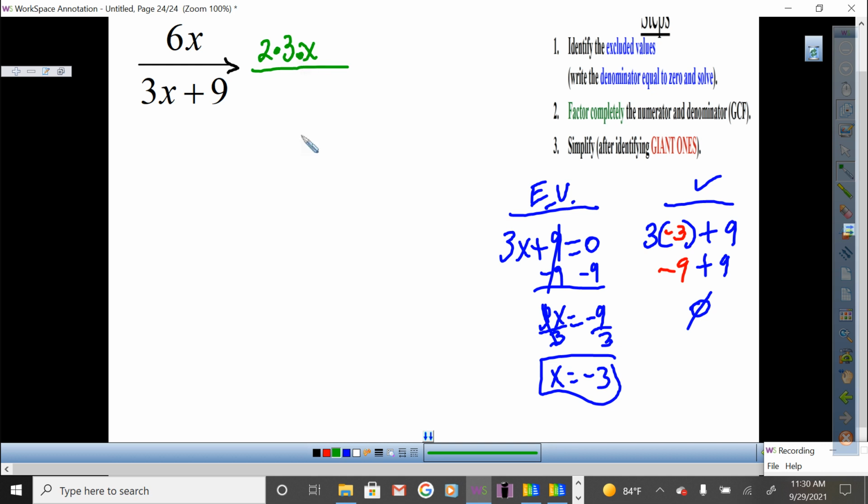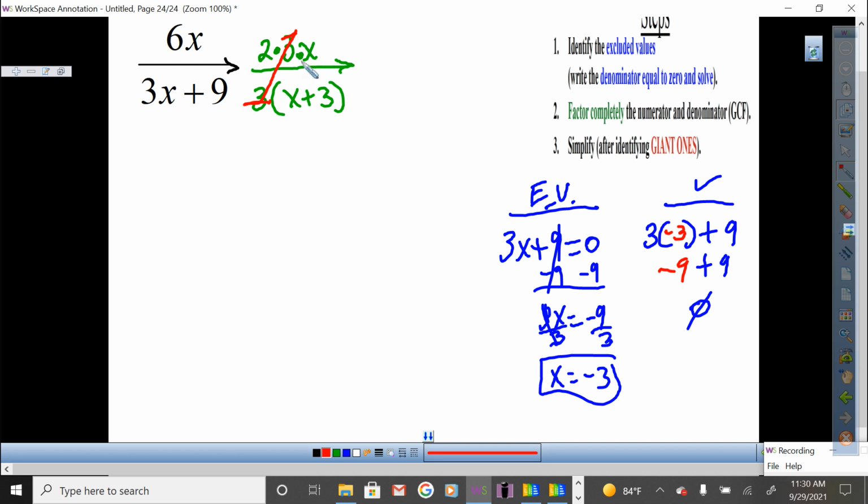All right. Let's go to the denominator. Look at the denominator. What would be the factors for the denominator? Raymond. 3 and x plus 3. That is correct. And have you got that? Yes. Can we identify now the giant ones? Alexa, what are my giant one? 3 over 3. That is correct.